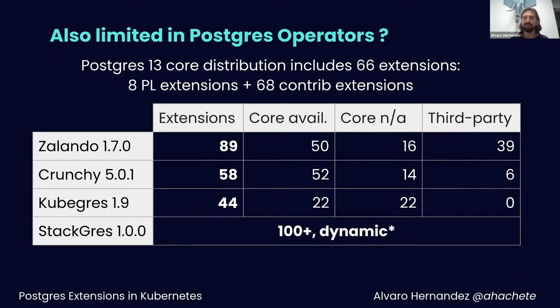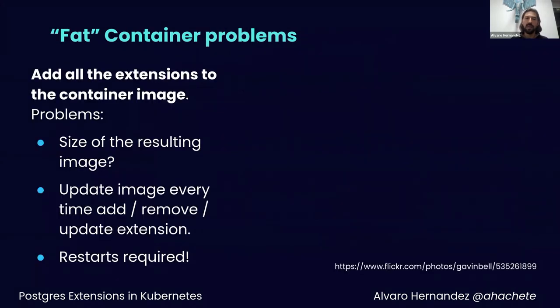So what I would like to introduce today is a mechanism developed in an open source Postgres operator called StackGres, which in version 1.0 introduces a mechanism for dynamic loading of extensions, which basically allows any number of extensions to be loaded. Right now, there are more than 100 extensions available, but this number is dynamic and it's growing every day, and it will cover hundreds of extensions in the future.